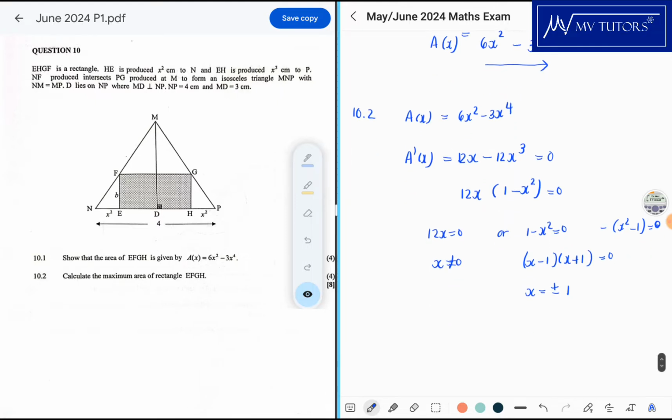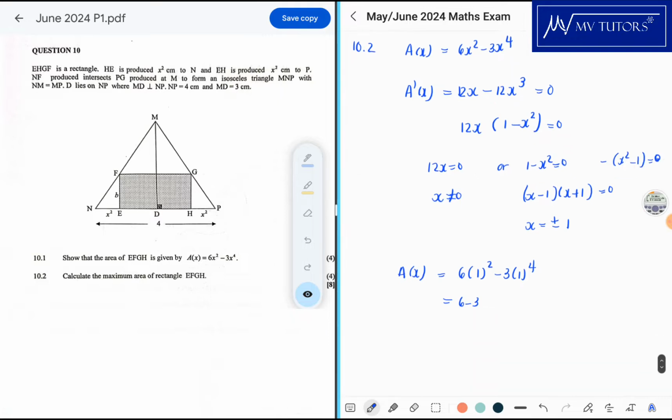Now, if I want to calculate the maximum area, I will substitute 1 in there. Even if you substitute negative 1, it doesn't matter because you have x squared and x to the power 4. It will become positive either way. So there we go. And then I have 6 minus 3. So basically the area that I have is 3 centimeters squared. Alright, and that is it for question 10.